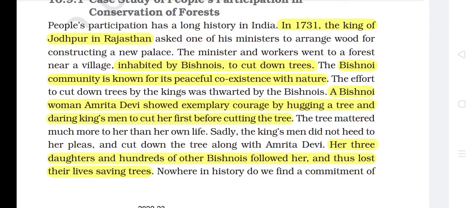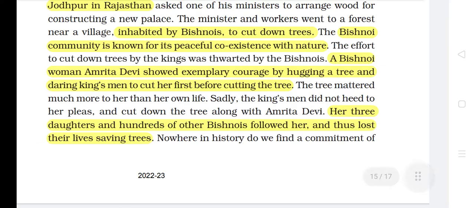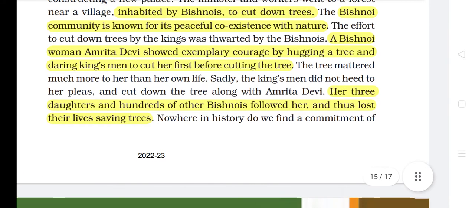The Bishnoi community is known for its peaceful coexistence with nature. The effort to cut down trees by the king's men was thwarted by the Bishnois. A Bishnoi woman, Amrita Devi, showed exemplary courage by hugging a tree and daring the king's men to cut her first before cutting the tree. The tree mattered much more to her than her own life.